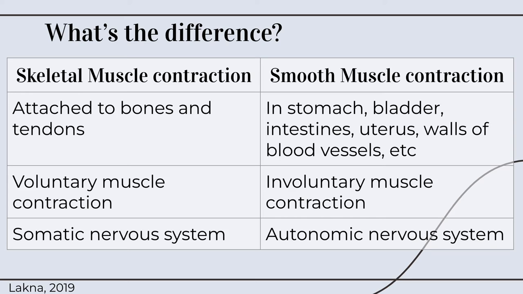A few other differences between skeletal muscles and smooth muscles is that the skeletal muscles are attached to bones, but the smooth muscle lines the stomach, bladder, uterus, walls of blood vessels, and more. The somatic nervous system controls the contraction of striated muscles called skeletal muscles. As a result, the synaptic input of motor neurons that innervate the skeletal muscles is what causes them to contract.